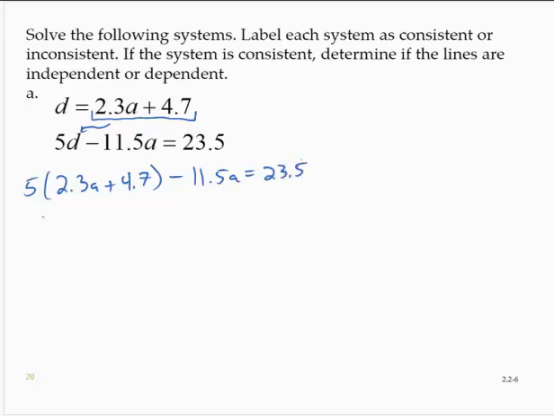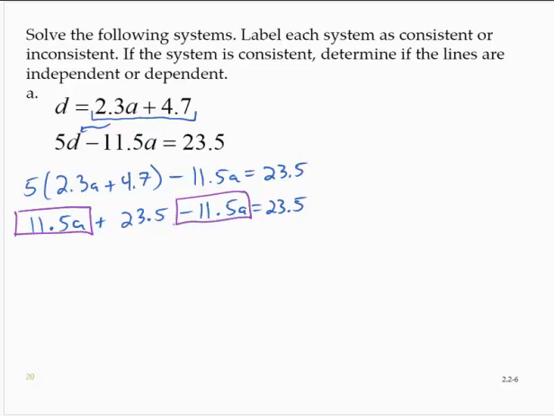Applying the distributive property, I would have 11.5a + 23.5 - 11.5a = 23.5. So notice that the 11.5a and the minus 11.5a add up to 0, and so I'm left with the statement 23.5 is equal to 23.5.